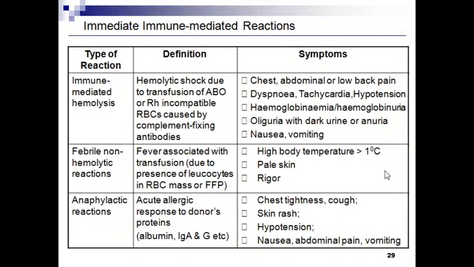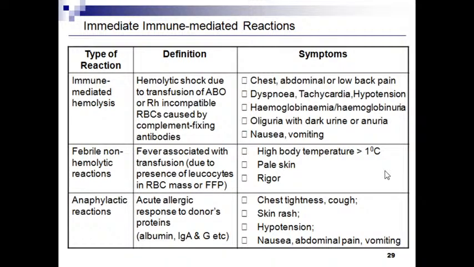Symptoms of hemolysis are chest, abdominal or low back pain, acute dyspnea, tachycardia and hypotension, hemoglobinemia and hemoglobinuria, presence of fraction of free hemoglobin in bloodstream, and presence of hemoglobin in urine. Oliguria with dark urine or anuria, nausea and vomiting. So symptoms of acute hemolytic shock, first stage, symptoms of acute renal failure, second stage, and recovery of the patient or death of the patient from hemolytic shock.